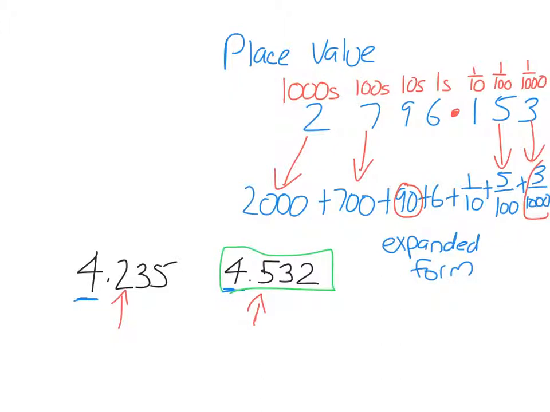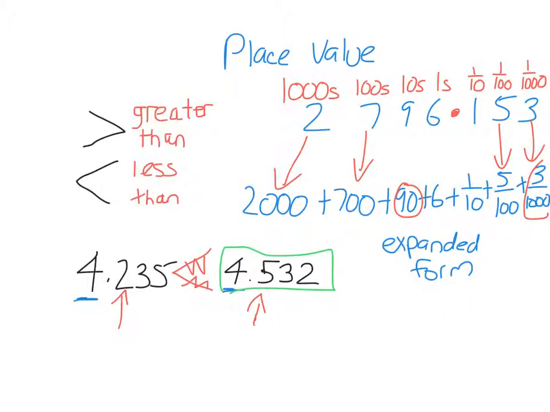So what are the symbols we use? So we can use this symbol and this symbol for now. So the idea is the crocodile wants to eat the larger number. So which of them would we use? We use this one here. View it like a crocodile's teeth. It wants to eat the larger number. So pointing to the right, that means greater than. And pointing to the left means less than. So this statement says 4.235 is less than 4.532, which we know is true.